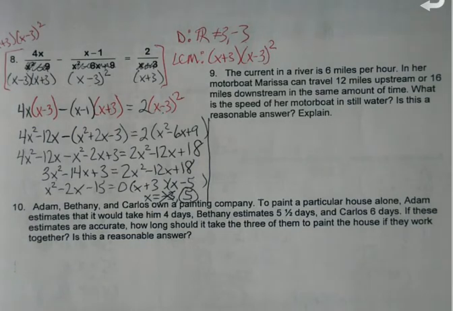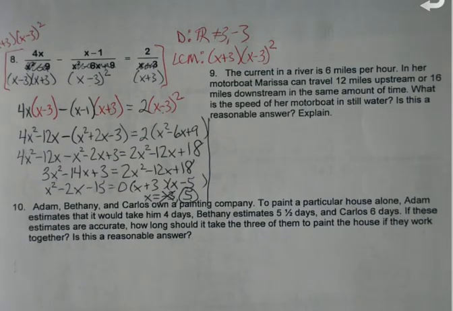All right, let's get down to it here. The current in a river is 6 miles per hour. In her motorboat, Marissa can travel 12 miles upstream or 16 miles downstream in the same amount of time. What's the speed of the boat in still water? Is this a reasonable answer?